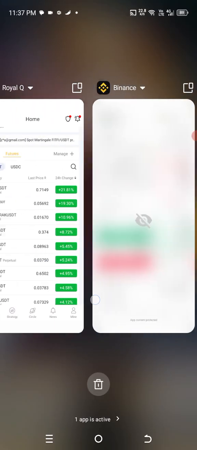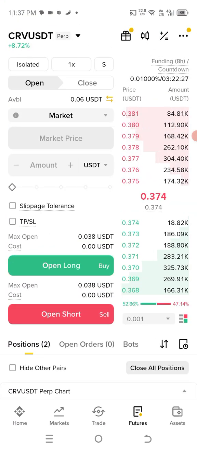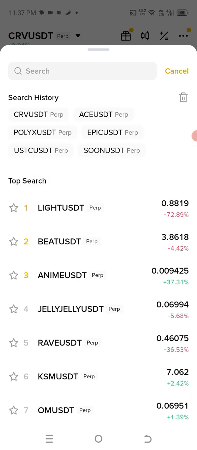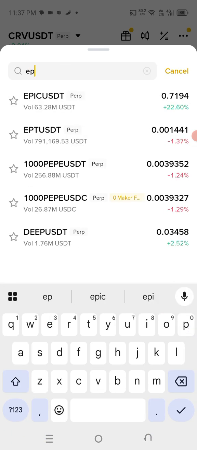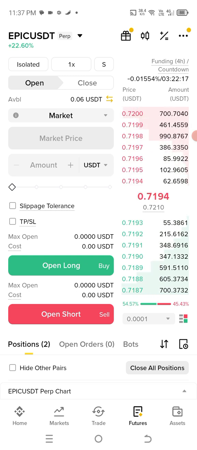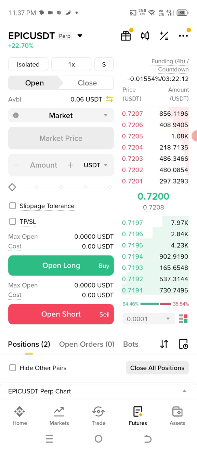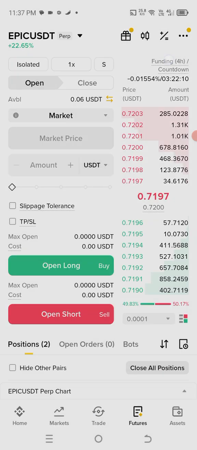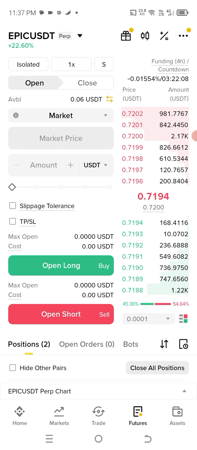So we can use Epic USDT. So we'll search Epic USDT. It's a pumping coin, Epic USDT. So when you look at this coin, the funding time is 4 hours. So after the funding time is here, you can see it. So after every 4 hours, if you are shorting this trade, you'll be deducted 0.015, the funding fee, in a span of every 4 hours.